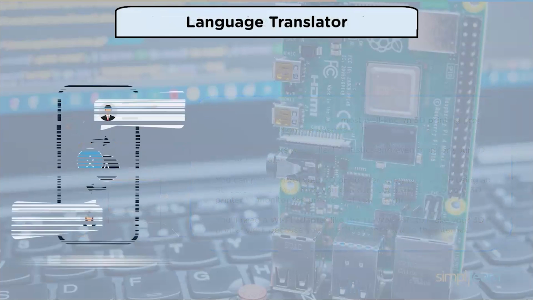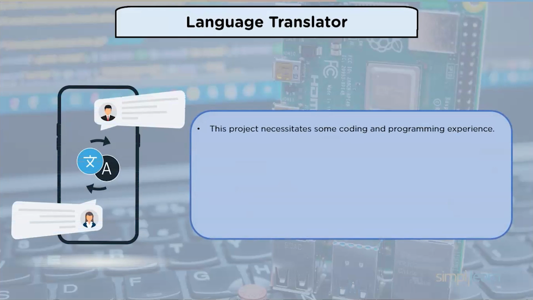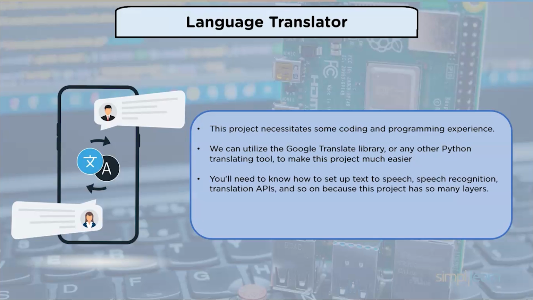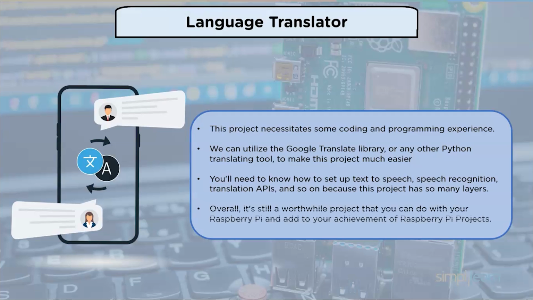Language Translator. This project necessitates some coding and programming experience. We can utilize the Google Translate library or any other Python translating tool to make this project much easier. You will need to know how to set up text-to-speech, speech recognition, translation APIs, and so on because this project has many layers. Overall, it's still a worthwhile project that you can do with your Raspberry Pi and add to your achievements of Raspberry Pi projects.